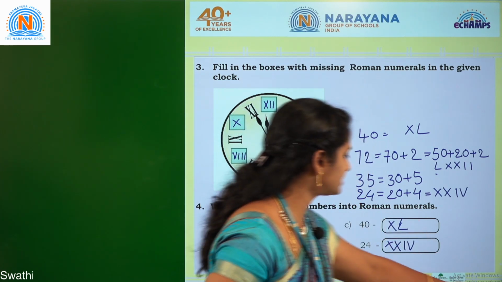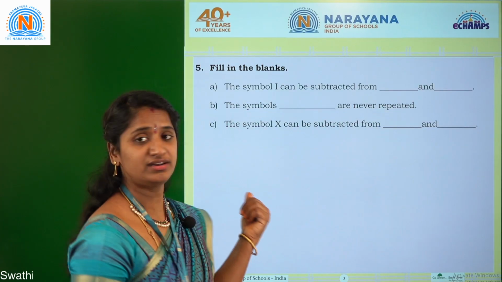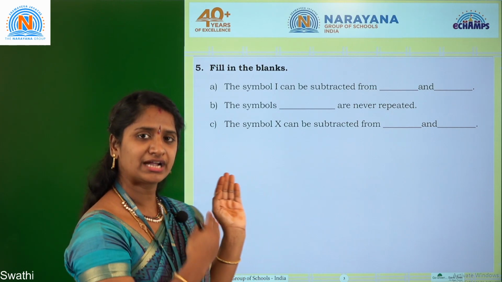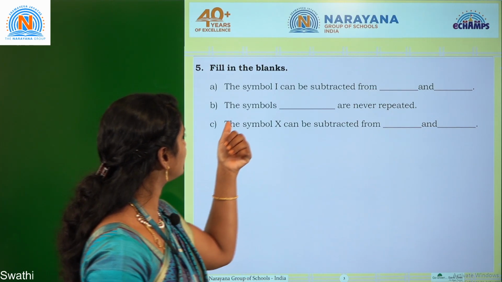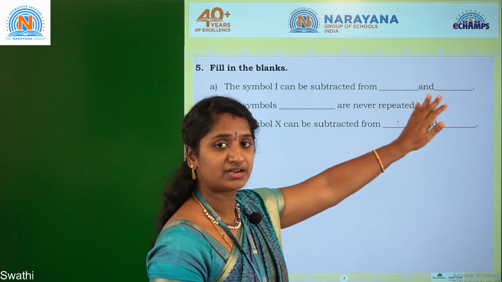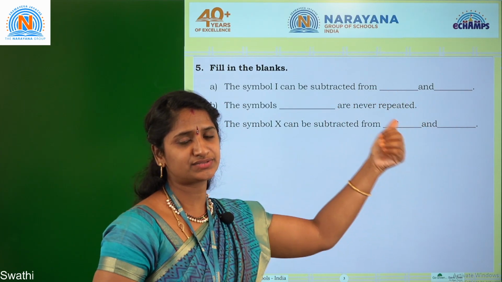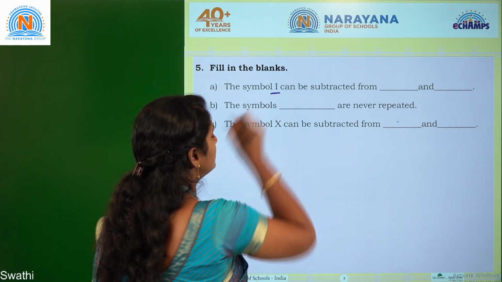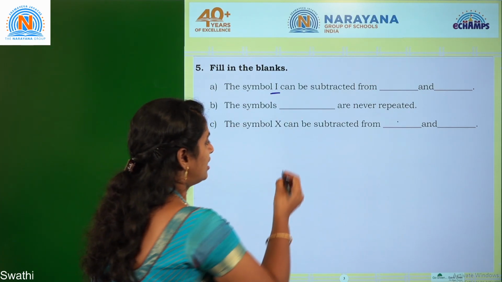Okay children, the next question. It is fill in the blanks. Here they have given blanks and we need to complete these blanks. The first question is: the symbol I can be subtracted from dash and dash. Which two letters can I be subtracted from? Okay, so let us check.